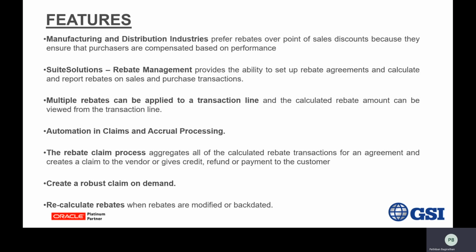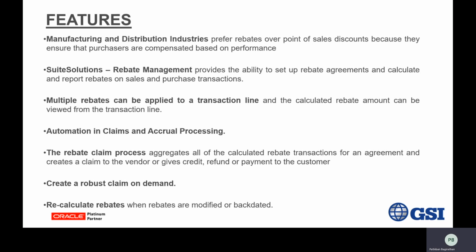Automations and claims and accrual processing. So this is a pretty automated process, although it can be run manually too. So for the customer or the vendor, if we want to review the claims and accruals for them, there are different options of using it. We can run a script automatically to process these accruals or claims. So there are different opportunities here.